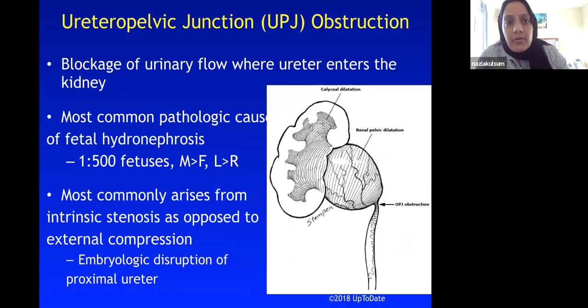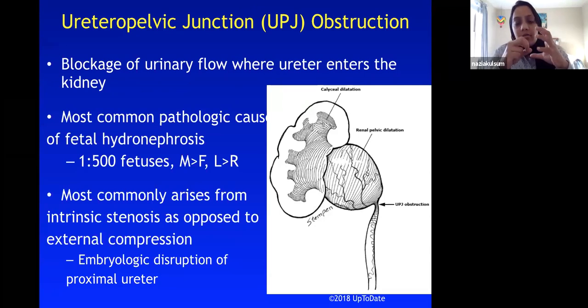Then next is ureteropelvic junction obstruction. In this situation, there is basically a narrowing at the junction where the ureter inserts into the kidney. As I had explained, the metanephric mesenchyme forms the kidney, and the ureteric bud forms the ureter. So it basically inserts into that, and there could be a narrowing at the junction.